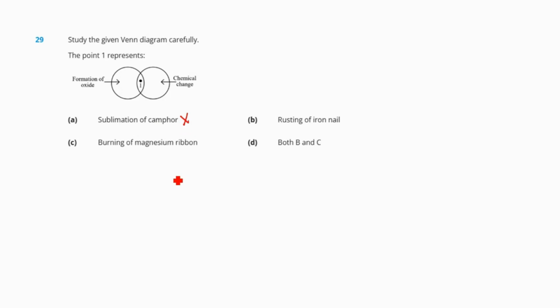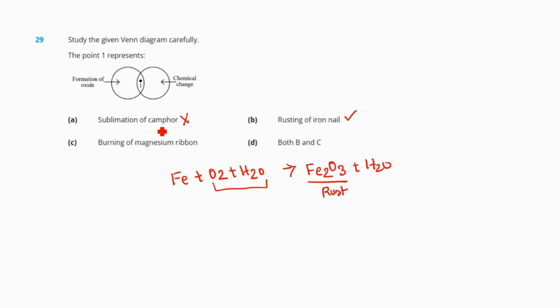So let's see oxides of iron. So Fe plus O2 plus H2O, right? And thus it forms Fe2O3 and water. So this is the rust, right? So this is correct. Burning of magnesium ribbon, yes, magnesium ribbon Mg plus O2, it forms MgO. So this is also oxide. So this is also correct. So our correct answer is option number D. Both B and C are the correct statements.